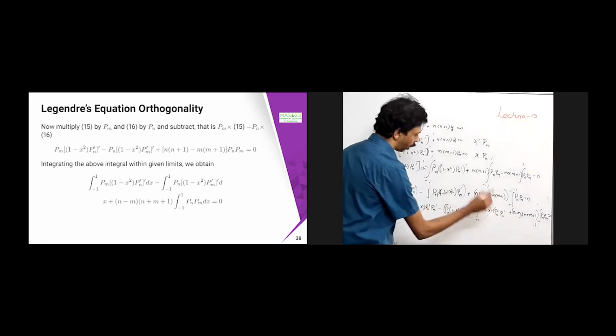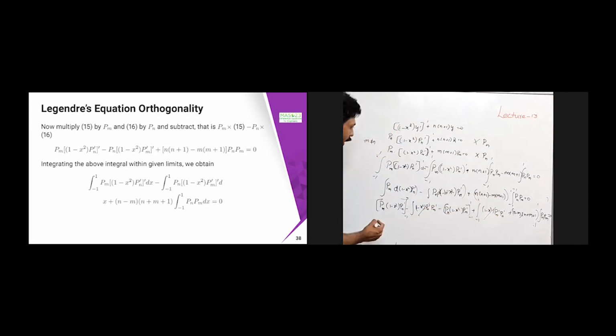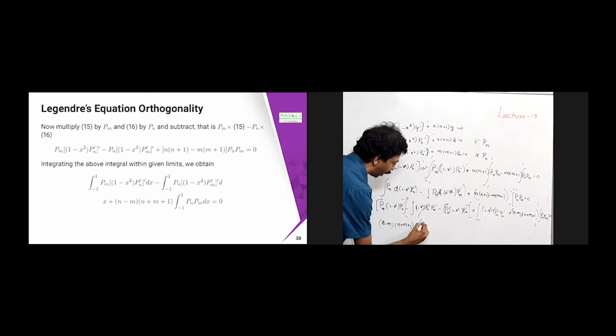Now you can see that when I substitute 1, this is going to become 0, and for minus 1, this is going to become 0. Similarly, if I substitute 1, this is going to become 0, and minus 1, this is going to become 0. These two are the same, therefore I am going to cancel them. What I am left with is (n minus m) into (n plus m plus 1) into the integral from minus 1 to 1 of Pn Pm equals 0. So since n is not equal to m, I can cancel this, therefore the integral from minus 1 to 1 of Pn Pm is going to become 0. That's what I have here.